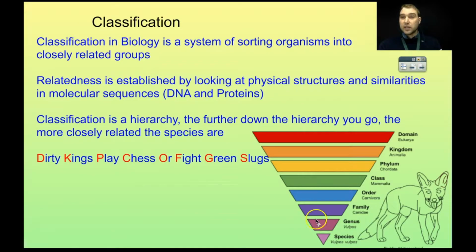The further down you go down the hierarchy, the fewer species you have and the more closely related those species are to each other. So we start with domain, then kingdom, phylum, class, order, family, genus, species. So you have the largest number of organisms in a domain, a smaller number in a kingdom, then smaller in a phylum, smaller in a class, and so on. An easy way to remember those levels of classification is "dirty kings play chess or fight green slugs." That's one way of remembering it, a mnemonic.